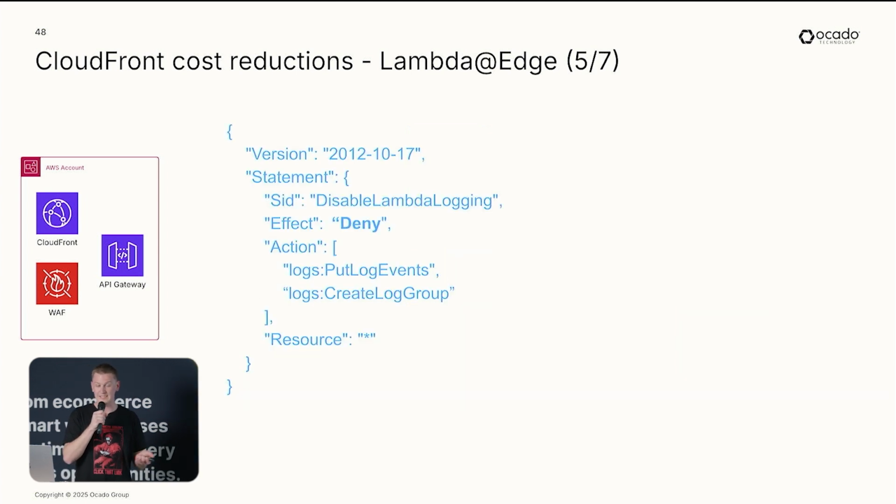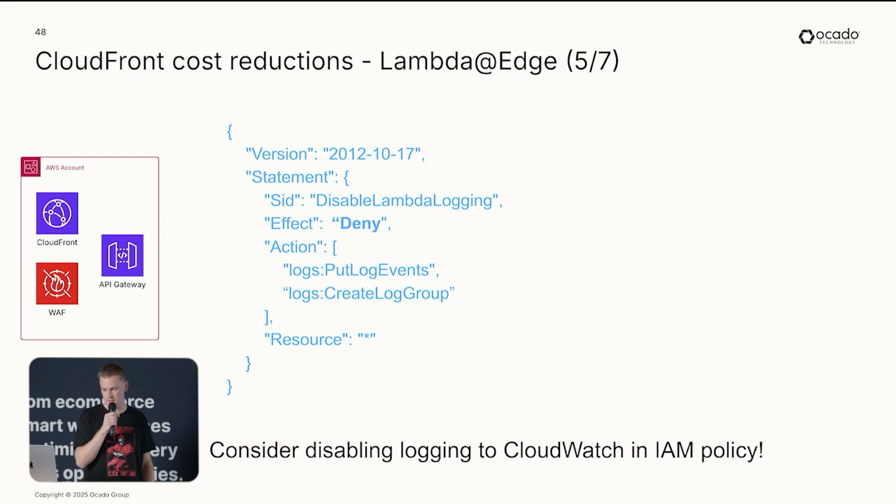Well, we can simply provide the IAM policy that denies the PutLogEvents or CreateLogGroup actions to protect it from pushing the logs to CloudWatch. Of course, if that's not necessary in your case.